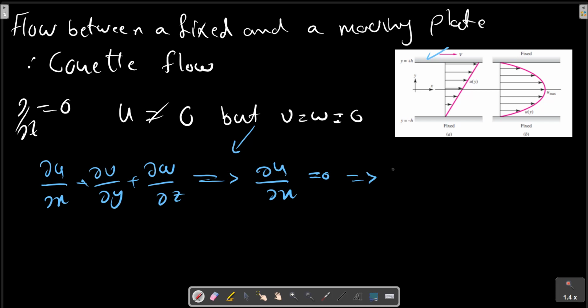So we can write u equals a function of y only. Thus, there is a single non-zero axial velocity component that varies only across the channel. The flow is said to be fully developed.